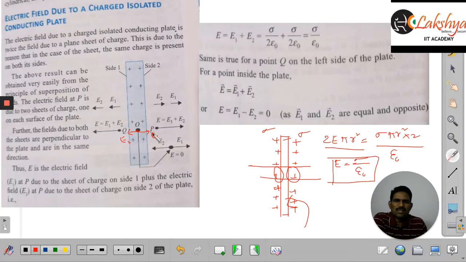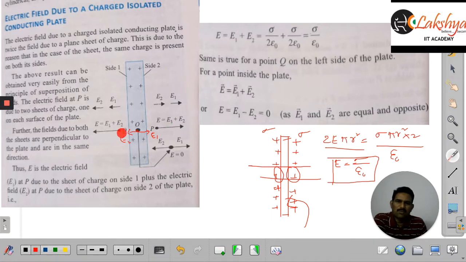They are both in the same direction, so we can add them. So E1 plus E2: E1 is sigma by 2 epsilon naught, plus E2 is sigma by 2 epsilon naught, which is nothing but sigma by epsilon naught. So that is the electric field on the outside of this conducting plate.